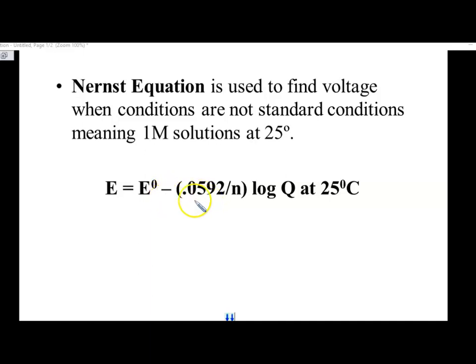And then we're going to subtract 0.0592, and that number comes from manipulation of the formula between Faraday's constant and temperature, a few things going on. So we'll just use that as a constant, divided by n, which is the number of electrons that are going to be exchanged in the chemical reaction. N always is the number of electrons, just as we saw before. And then it's the log of Q.